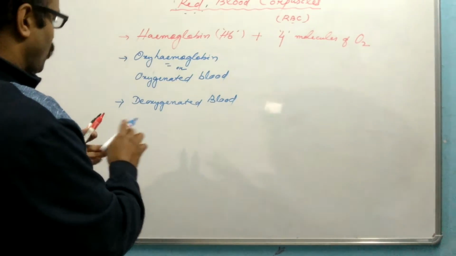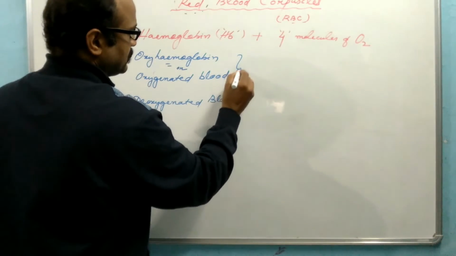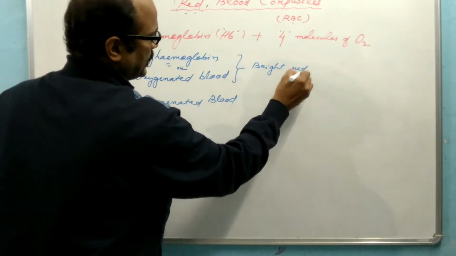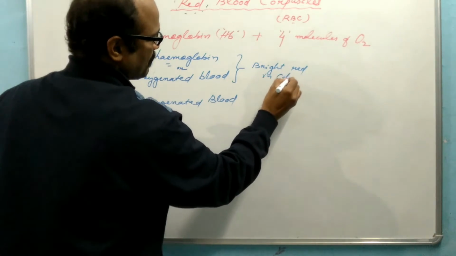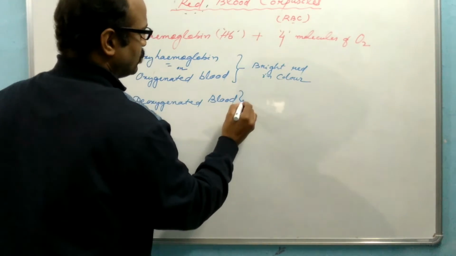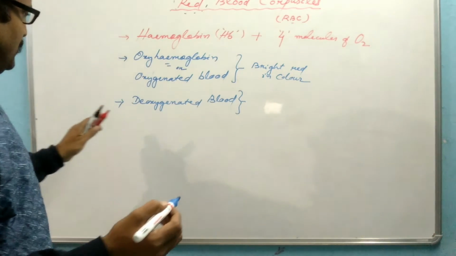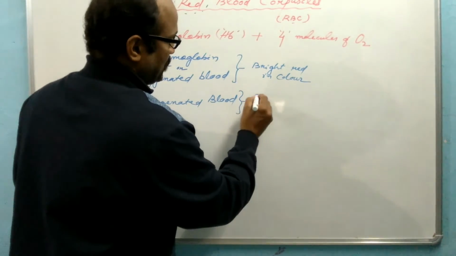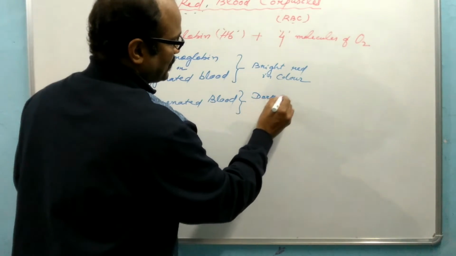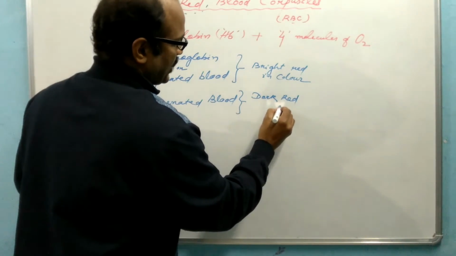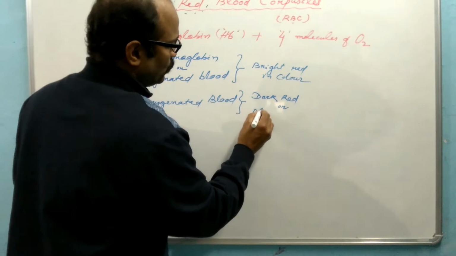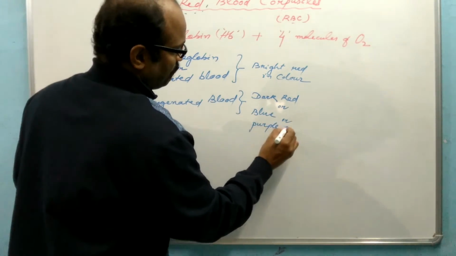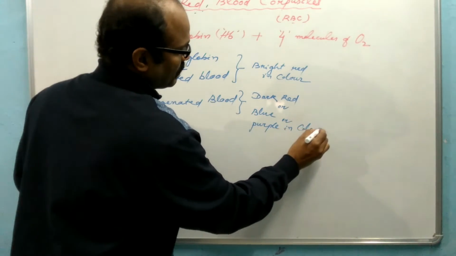The oxygenated blood is bright red in color, and without oxygen the blood is deoxygenated blood, which is dark red, or somewhat blue or purple in color.